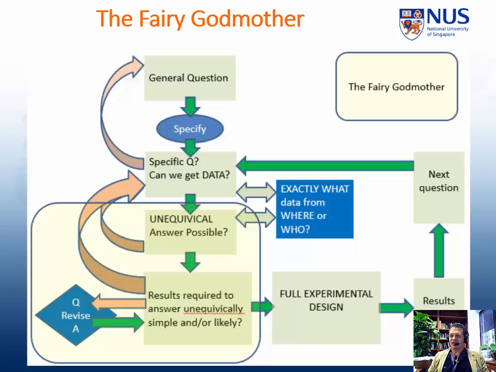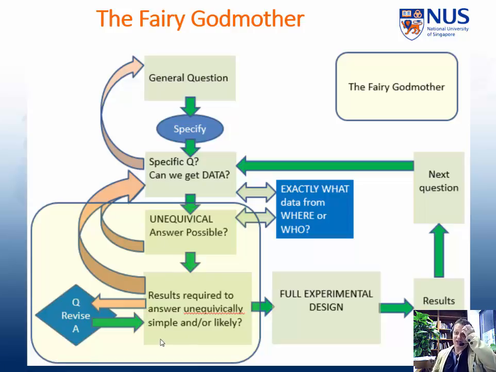If the answer here is that your results to unequivocally answer the question are not simple or very unlikely, again, I would suggest you revise your question. And in fact, if you can't design the experiment to answer your question unequivocally, and the results will be simple or likely, you go back up here again, like snakes and ladders. You need to reformulate your question. Anyway, this is just a quick wander around this scheme.